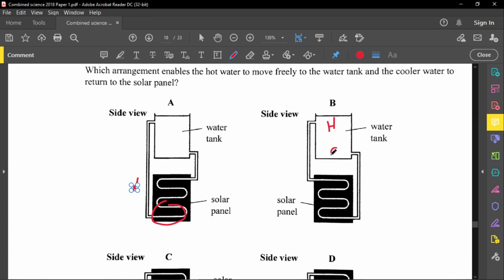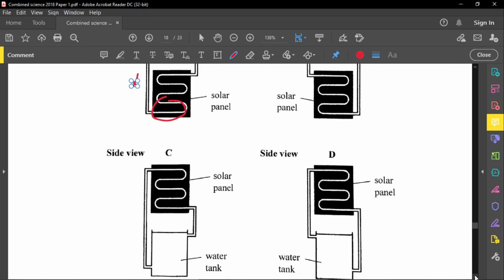This will be cool. And the cool water falls into the heating element, which is the solar panel, going through the solar panel, which is kind of cool. All right, so this is not too bad as well. All right, so let's go to C.